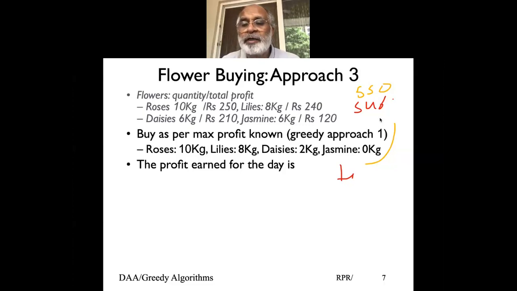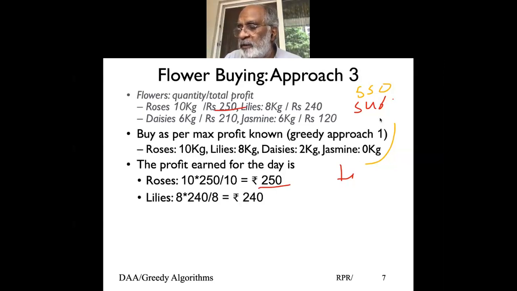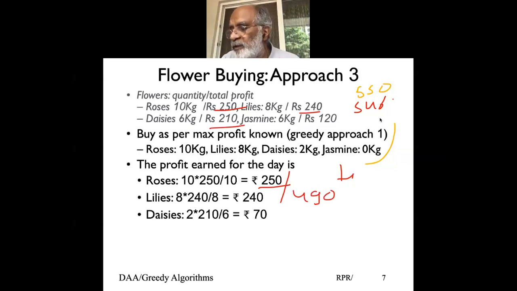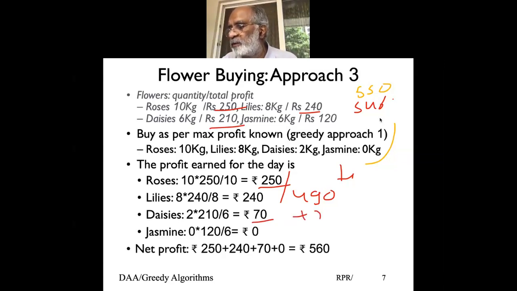Yeah, so profit is 560 rupees. So if you look at it, roses give me 250 rupees profit. Then I get 240 rupees profit from lilies. This makes it 490. I have daisies left, 2 kg. This will give me 70 rupees profit. So 490 plus 70, my profit is 560 rupees. So my profit has increased. Can I look at another approach?